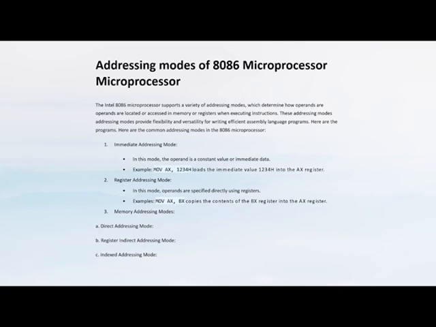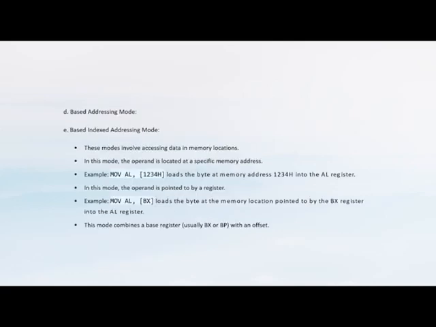Now the memory addressing modes. Memory addressing modes are direct addressing mode, register indirect addressing mode, and indexed addressing mode. Fourth one is based addressing mode, and fifth one is based indexed addressing mode. These modes involve accessing data in memory locations. In this mode, the operand is pointed to by the register. And in this mode, the operand is located at a specific memory address.